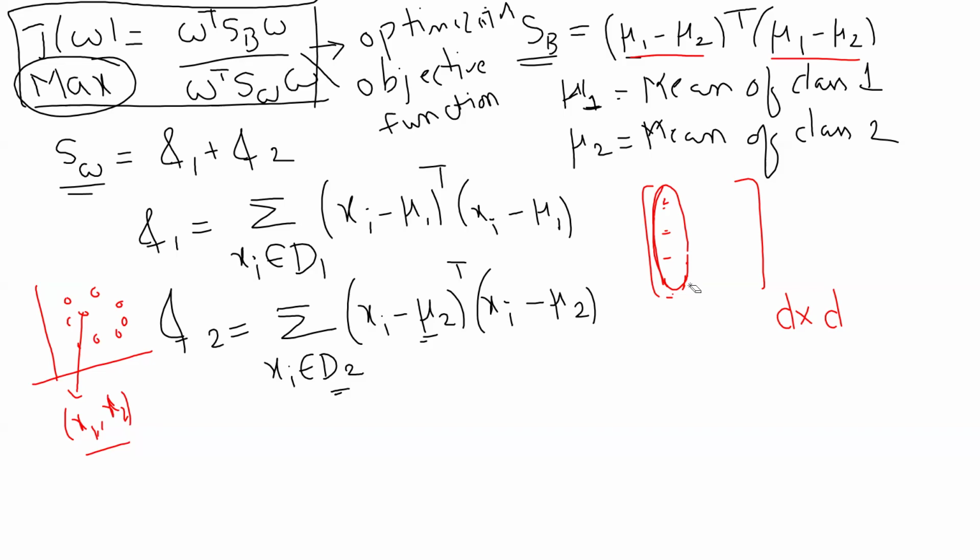I'm still waiting for the other answers. Will this be d by d mu1 minus mu2? What will be the dimension of that particular vector?